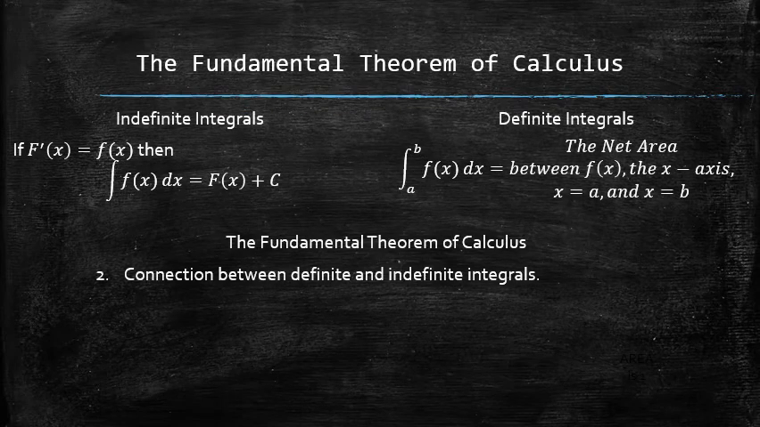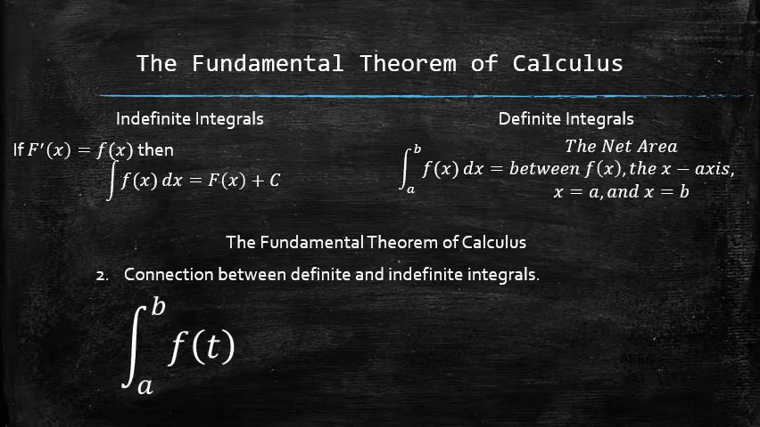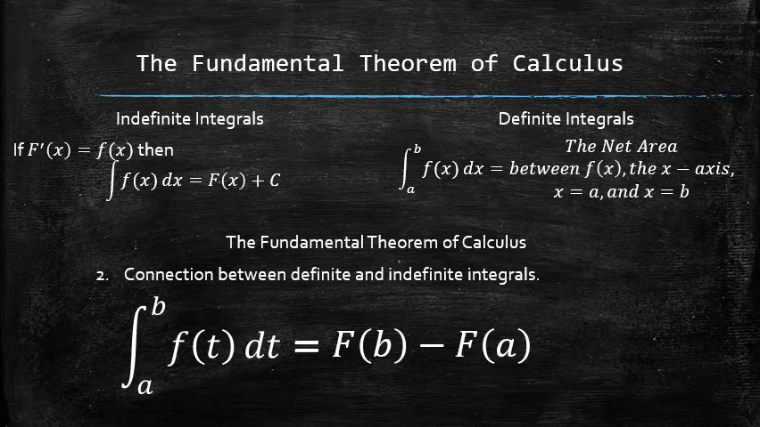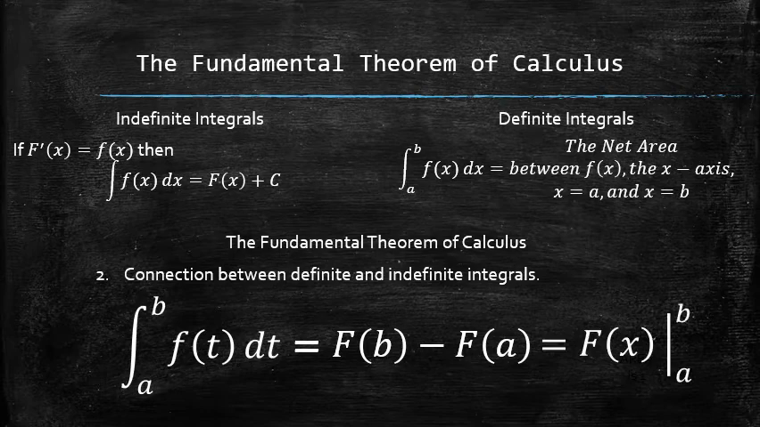The second part of the fundamental theorem of calculus states that the definite integral of f of x from a to b is equal to the difference between the antiderivative evaluated at b and a, which we denote with the following notation.